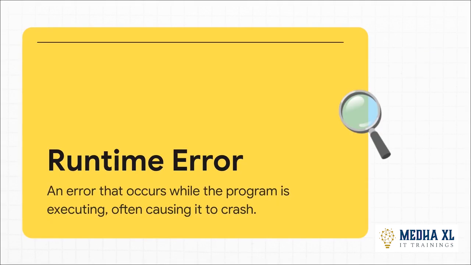All right, let's move into a much trickier category, runtime errors. These are sneaky. They're sneaky because your code compiles just fine. The grammar is perfect, the compiler is happy, but then when the program is actually running, something goes completely wrong, and this usually ends with your program crashing.